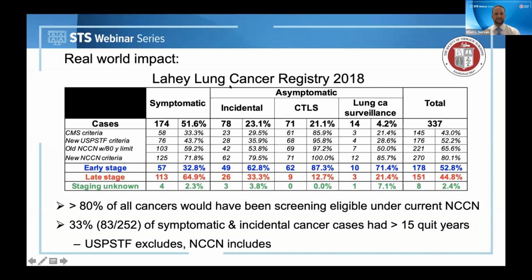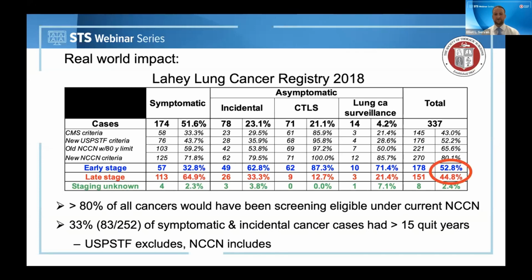Well, if you look at the symptomatic patients who were found with cancer and the incidental patients, 33% of those patients had greater than 15 quit years. The USPSTF excludes those patients. The NCCN guidelines include those patients. And I show this because it is critical that we all advocate for the NCCN guidelines. We're happy with the update with the USPSTF, but we can't stop there.